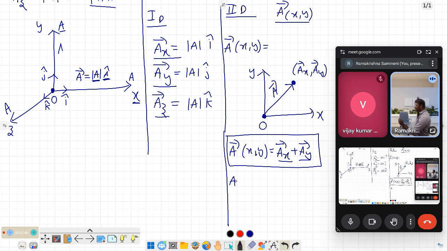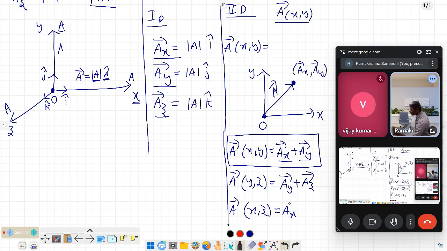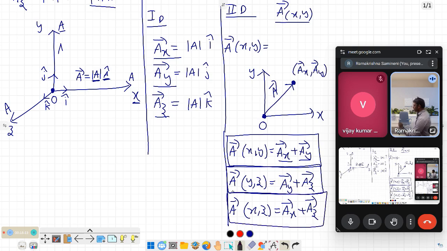Similarly, if that same vector is in between y axis and z axis, in this case ay vector plus az vector. If suppose that the same vector is in between x and z, in that case, ax vector plus az vector. Like this, you have to represent the two-dimension vector. One dimension, two dimension vectors can be represented looking like this.